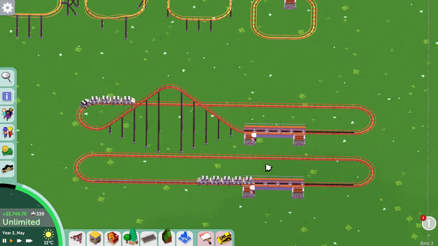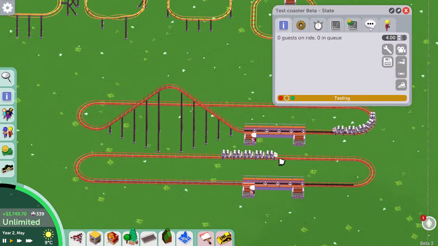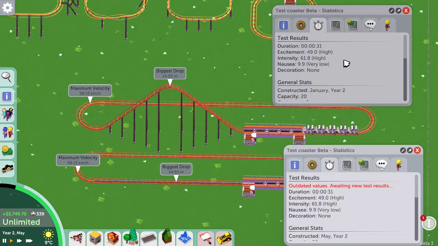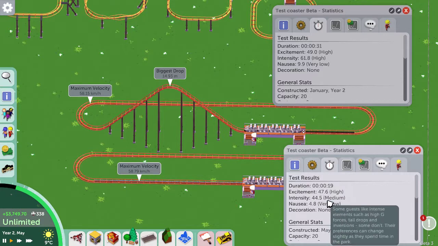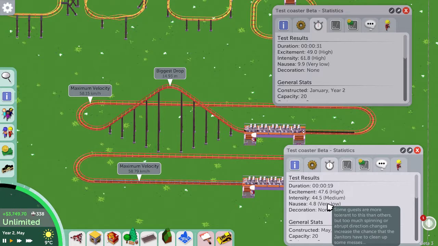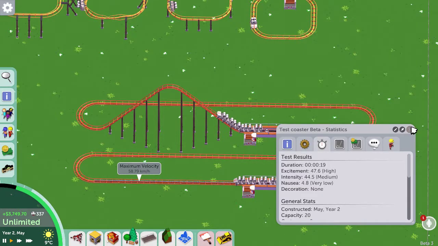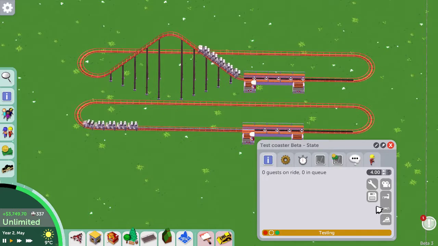This is just a little experiment to see the difference between having a hill and not having a hill. This is going to show us roughly what the drop is like. There you go. Lowered intensity by almost 20, lowered excitement a little bit, and lowered nausea by a decent amount too. So there you go. That's what hills do.